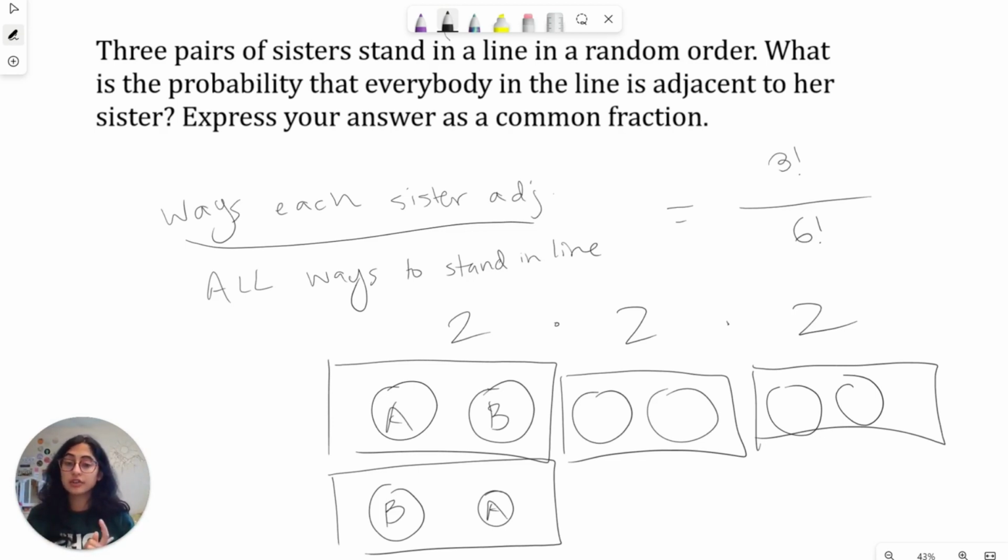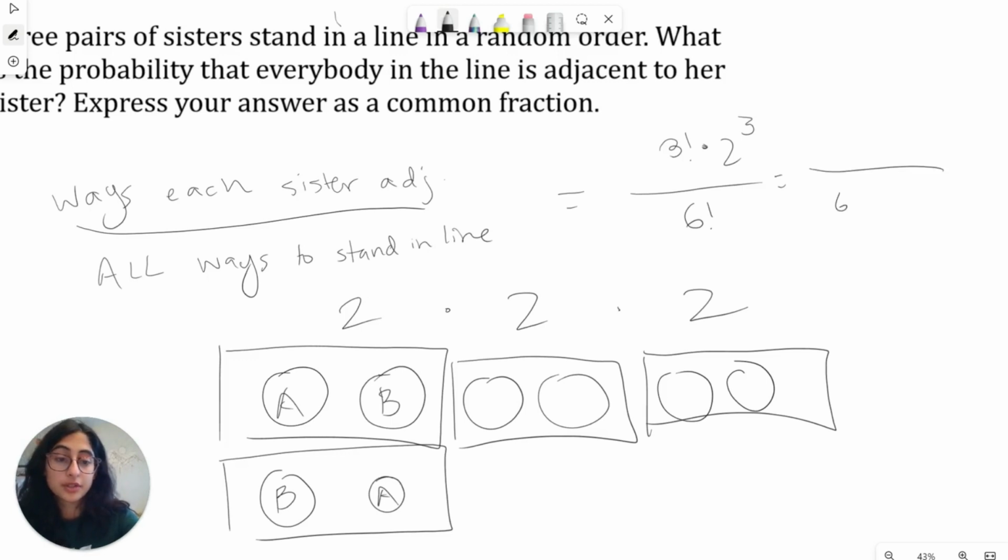each sister adjacent to each other, because, well, now we have to look inside of the pairs and figure out, well, we can flip around each of these sisters. So there's 2 cases for each pair. So this is going to be 3 factorial times 2 to the 3rd, or 8. So this will just be 6 times 5 times 4 times 3 times 2 times 1 over 3 factorial. So this will cancel out on the top and the bottom, leaving us with 8 up here. We can cancel out the 8 and the 4, leaving us with 2, and then 3. So this ends up being 1 over 15.